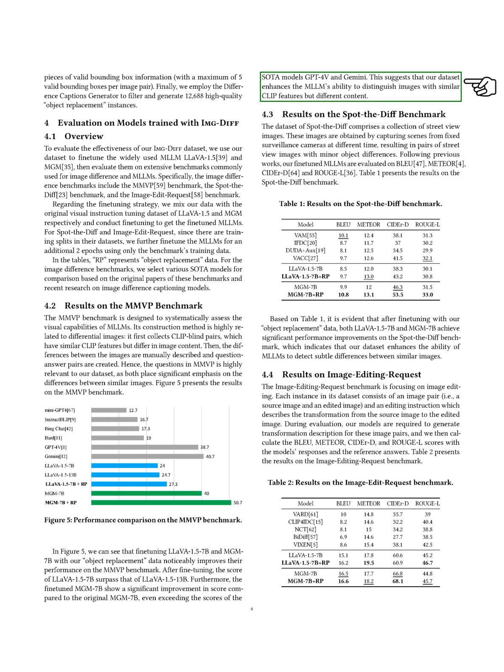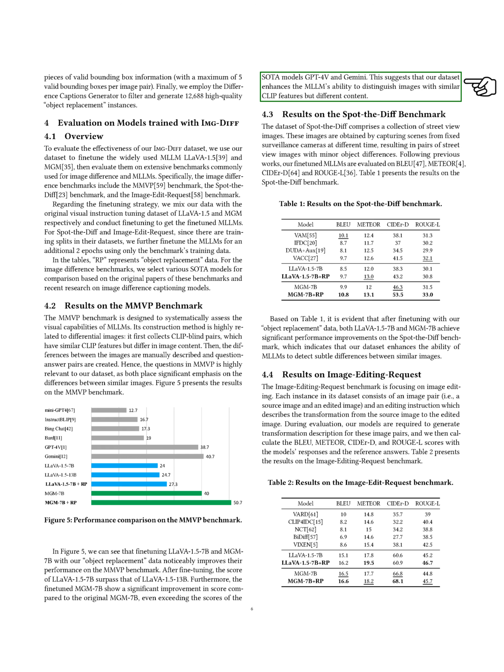In the image editing request benchmark, which focuses on image editing tasks, we evaluate our models by requiring them to generate descriptions of transformations between image pairs. Our results indicate that both LLAVA 1.5 7b and MGM-7b initially perform well, but after incorporating our object replacement data for further fine-tuning, they achieve even higher scores, demonstrating improved abilities to recognize and describe differences in image pairs.